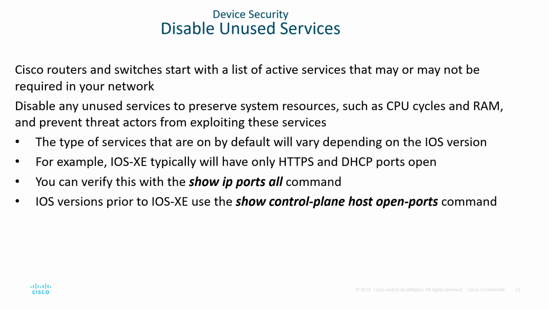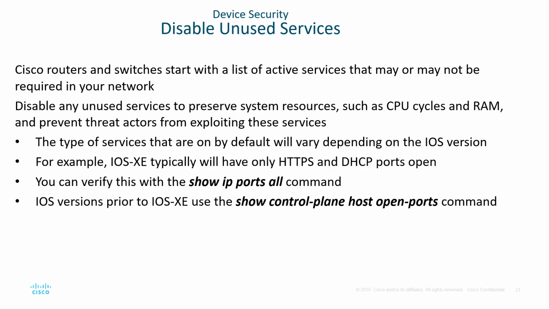Again, disable unused services. Cisco routers and switches start with a list of active services that may or may not be required by your network. Disable any unused services to preserve system resources, such as your CPU cycles and your RAM, and to prevent threat actors from exploiting these services. The type of services that are on by default will vary depending on the IOS version.